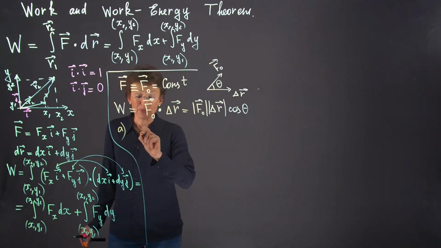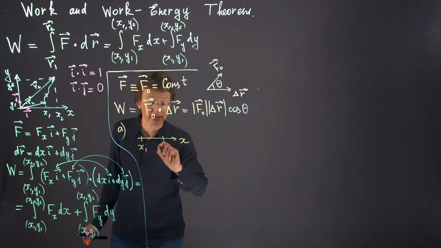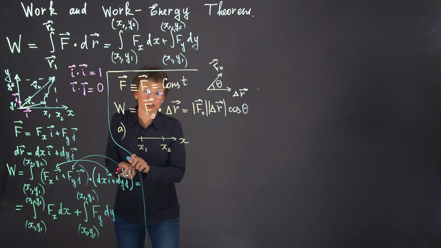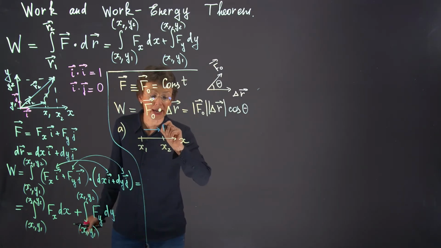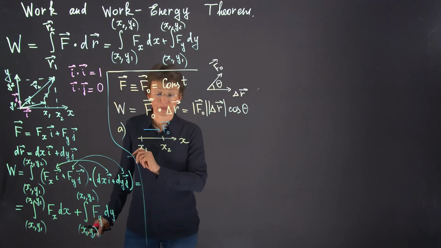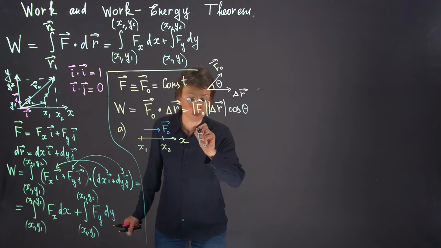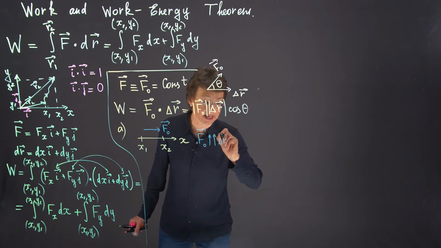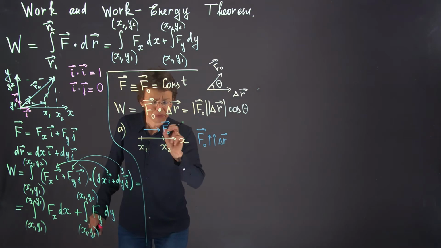I will move the object from x1 to x2 along the line, and the force acting on this object will be along x. This will be my F naught. So force will be, I will put this notation for that, in the same direction as the displacement delta r. And remember, force is still constant. So let's find work done by this force F naught.